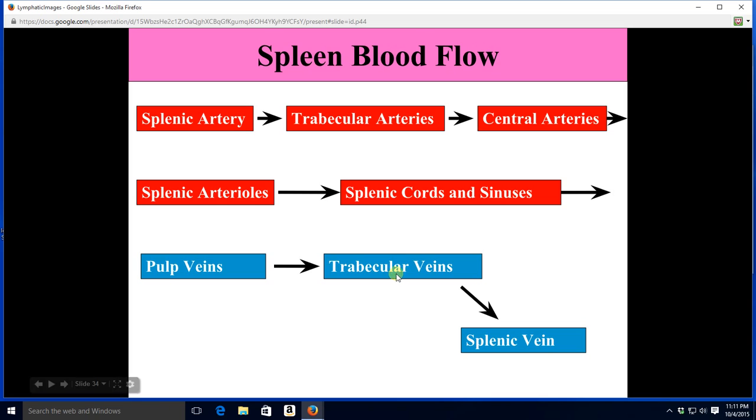All right, as far as the blood flow of the spleen goes, so we knew in our celiac artery we had branches like the splenic artery. Splenic artery gets to the spleen, branches into trabecular arteries, which then branch into central arteries, which then give us splenic arterioles, which dive into the splenic cords, which we're going to have clusters of macrophages and lymphocytes. And we'll have sinuses, big capillaries, twisty capillaries. Then we'll get into some veins called pulp veins, trabecular veins, onto the splenic vein to exit.